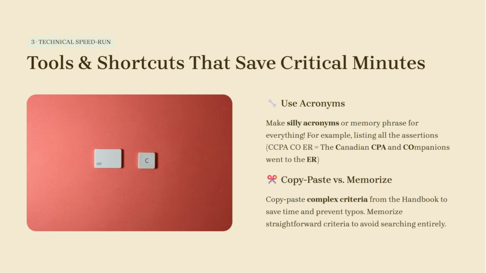This pairs perfectly with selective memorization. Memorize straightforward criteria using your acronyms so you can recall them instantly without searching the handbook entirely. But for anything highly complex, use a simple copy-paste from the handbook to save time and prevent typos. I have a video on how to navigate the handbook and criteria I searched up for during my exam in a separate video. Feel free to check it out after.